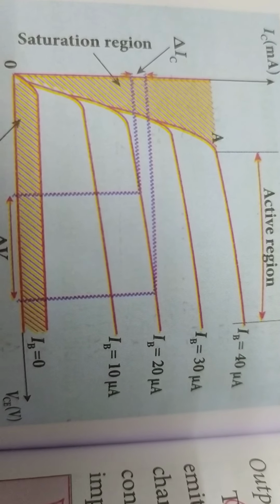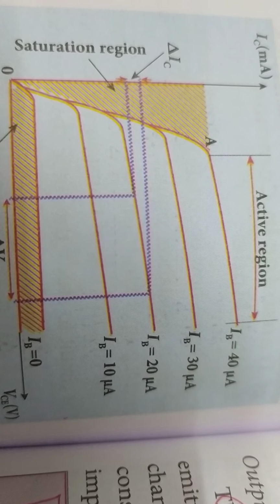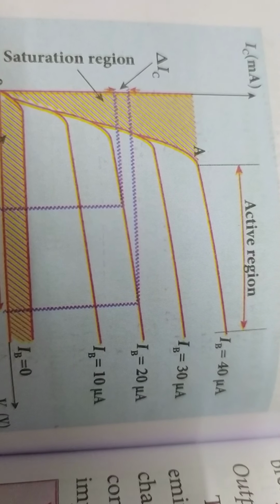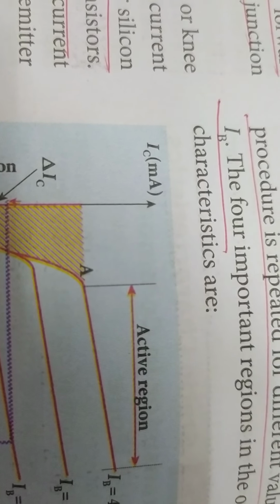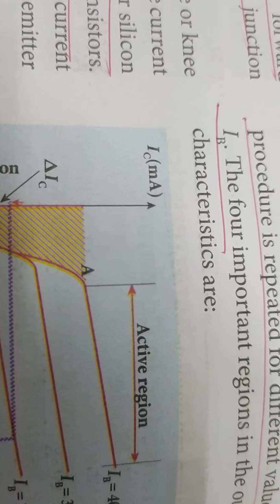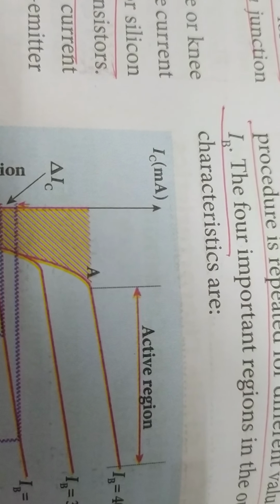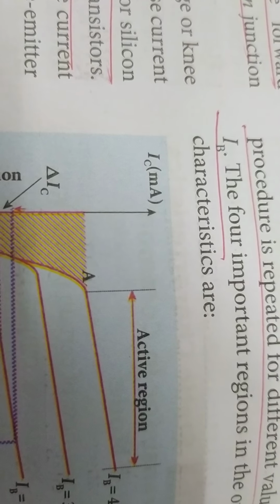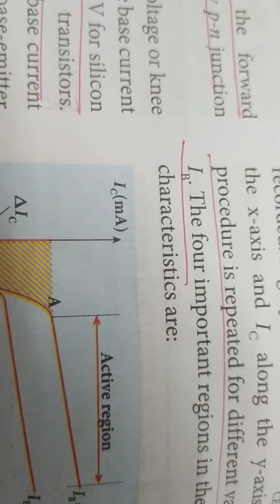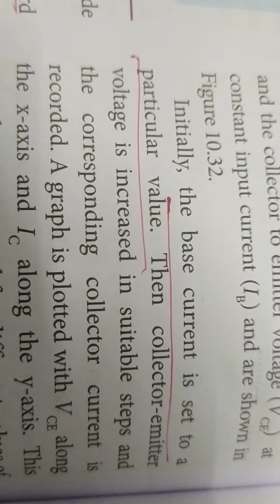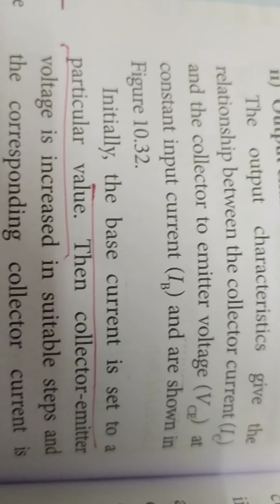And from this graph, you can see that when base current increases, the collector current also increases. And here IC is in milliampere. Usually IB is in microampere and IC in milliampere. That is, if you apply a very small current, it is magnified and is in the form of milliampere. So here we are going to find out the output characteristic curves.